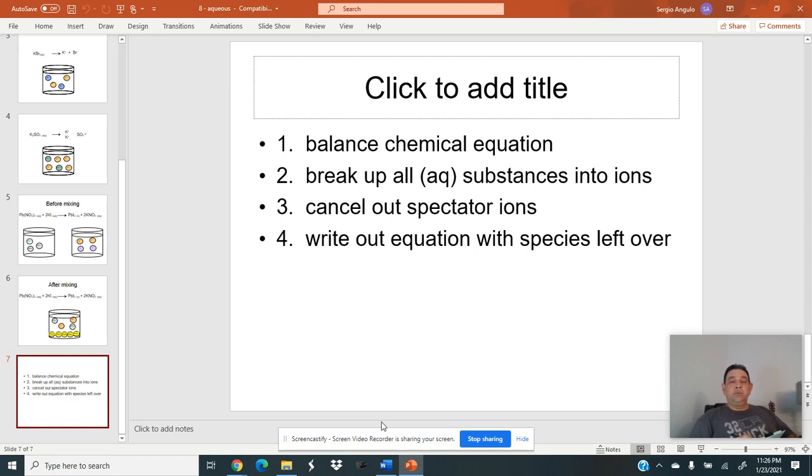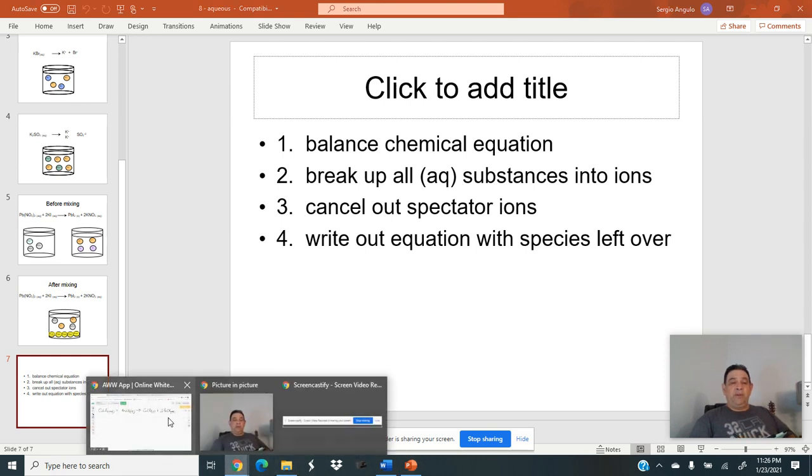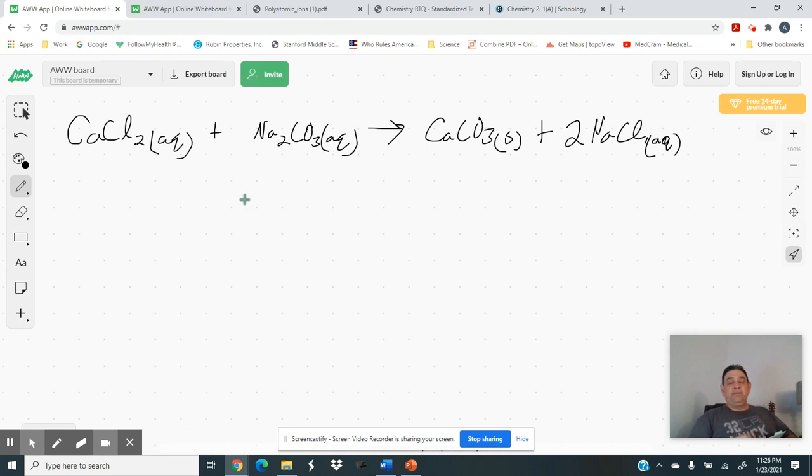Step two, break up all aqueous substances into their ions. So now we're going to have to go back here, and hopefully we'll have enough space here. Now we'll use 2 rows. We got to break up all these aqueous substances. Aqueous. This one, this one, this one. We got to break them up into their ions. So let's see how we break them up. Remember, we did this work, this assignment yesterday. Or at least that was the assignment.